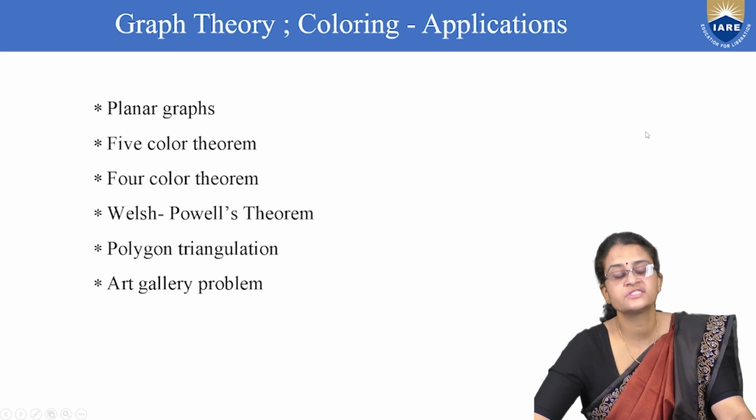Now, so far we have discussed what a planar graph is, what the 5-color theorem is, that is, every planar graph can be colored with at most 5 colors, and the 4-color theorem, and Welsh-Powell's theorem, and polygon triangulation, and the art gallery problem.